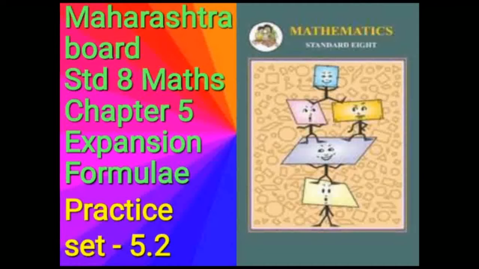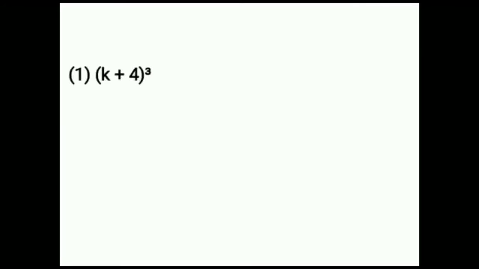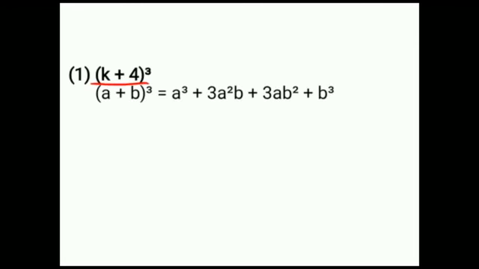Now we'll begin practice set 5.2 on textbook page number 25. Expand. In this practice set you have to use the formula (a + b) the whole cube. First one, (k + 4) the whole cube. The formula of (a + b) the whole cube is a cube plus 3a square b plus 3ab square plus b cube.